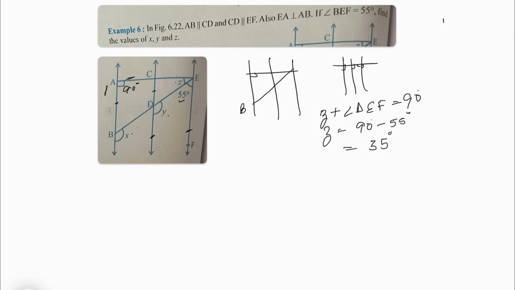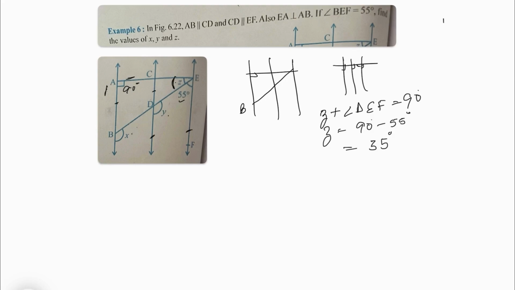Alright, so let's first take just this. Since this is 90 degrees, this is also 90 degrees, and these are also 90 degrees. Therefore, we know that angle z plus angle DEF is equal to 90 degrees. Therefore, z is equal to 90 degrees minus 55 degrees. Therefore, this is 35 degrees. So z is clear. Now x and y.